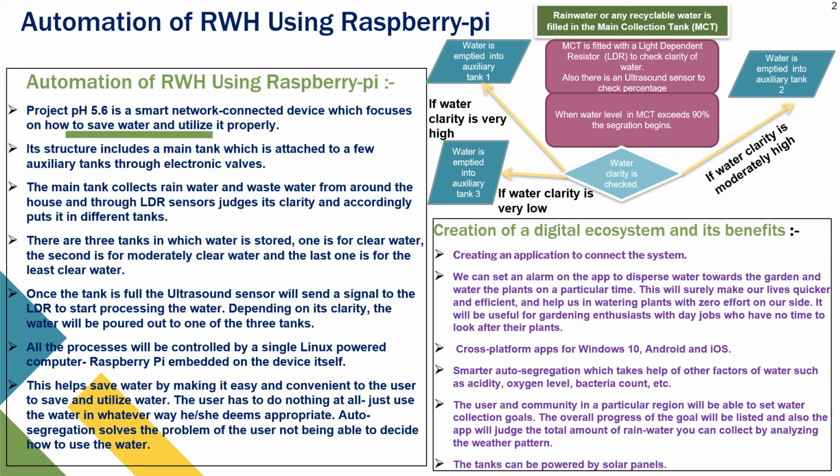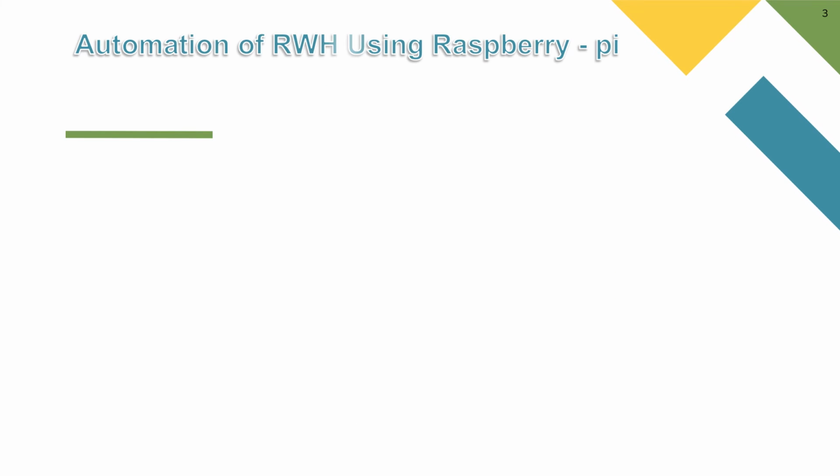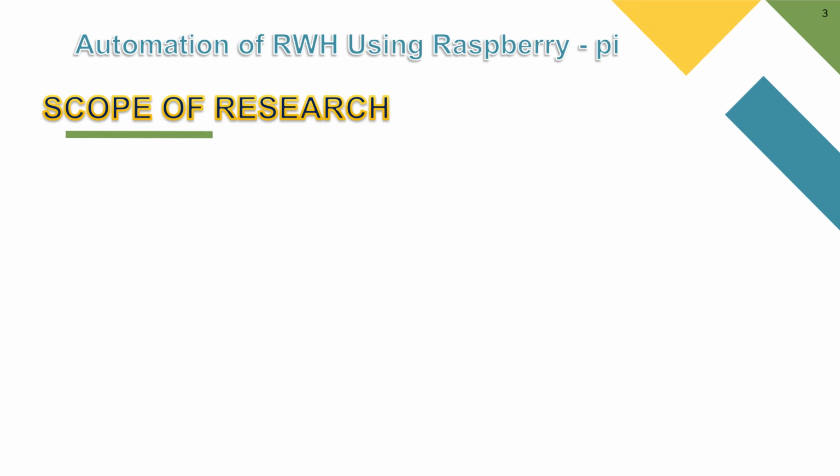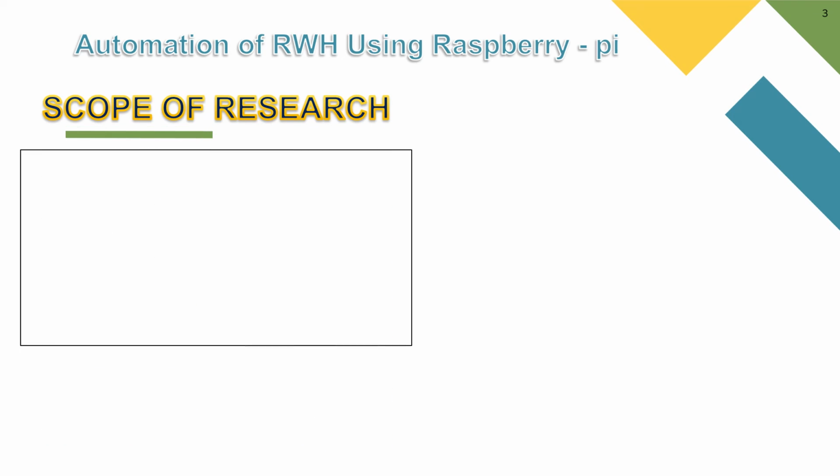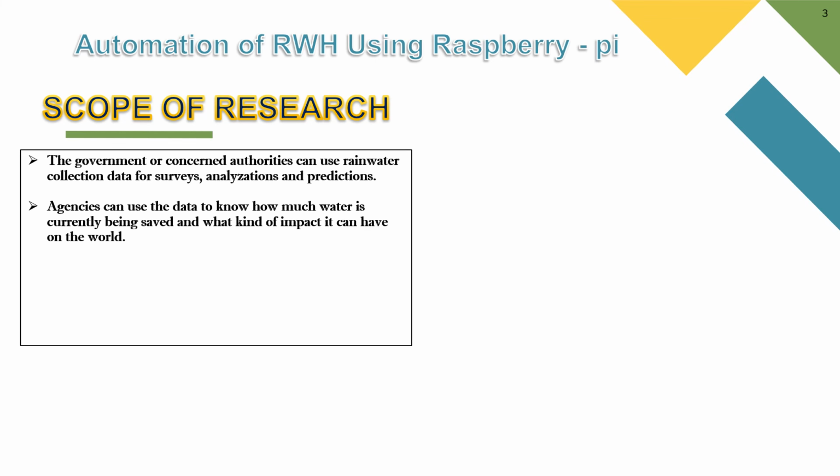Then, next, let's see the scope of research. The government or concerned authorities can use rainwater collection data for survey, analysis, and prediction purposes. Agencies can use the data to know how much water is currently being saved and what kind of impact it can have on the world. Agencies concerned with pollution can also use the water clarity numbers to know how polluted our water is and where the problem is being caused. This can be useful in a lot of ways.